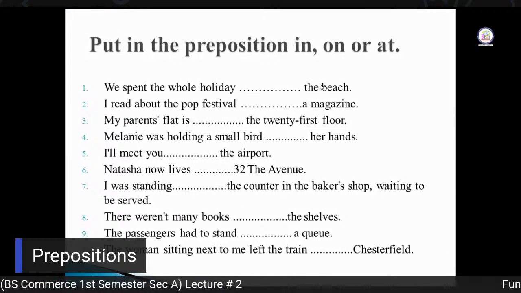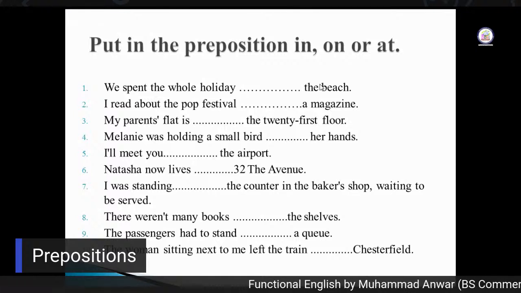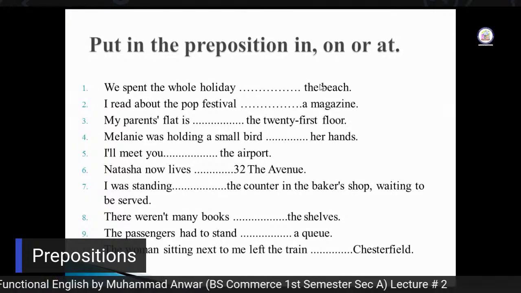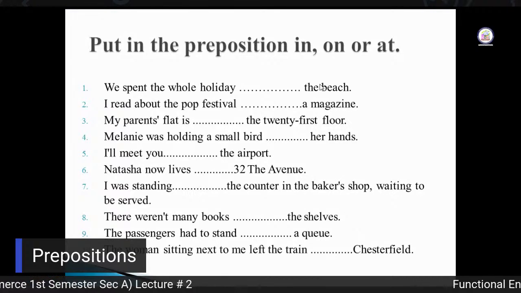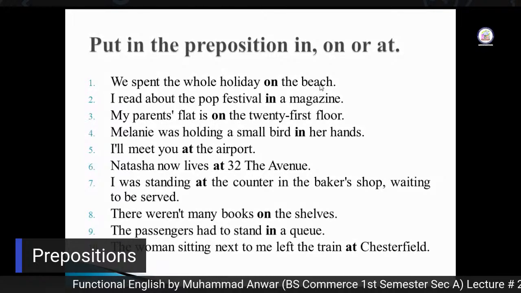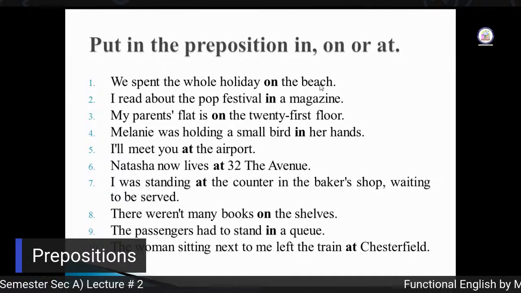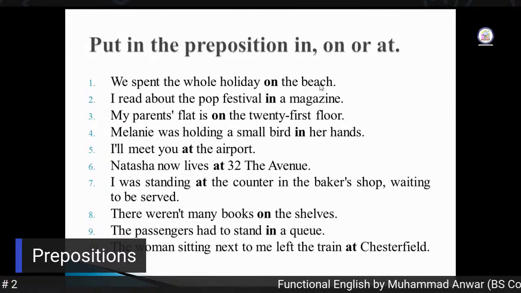So now I'm about to end this lecture, but before ending, let me tell you very quickly about putting the preposition in, on or at. Here again, you have an exercise. You can see over here, I'm showing you where I've already filled. We spent the whole holiday on the beach. I read about the pop festival in the magazine. My flight is on the 20th, 21st floor.